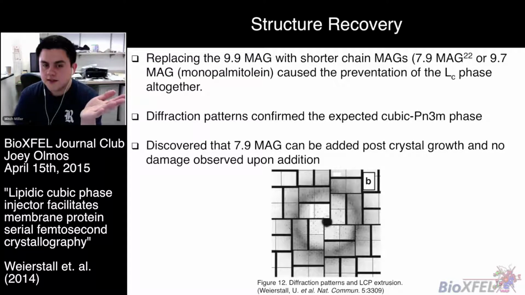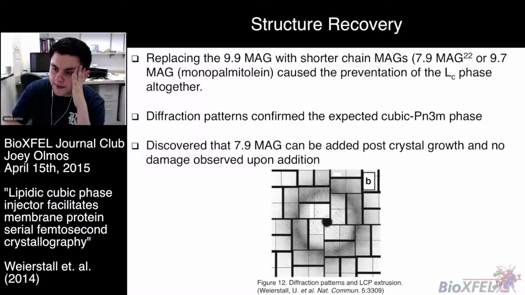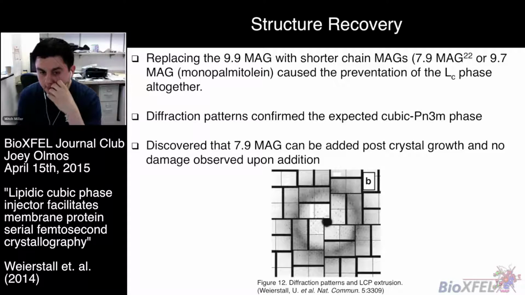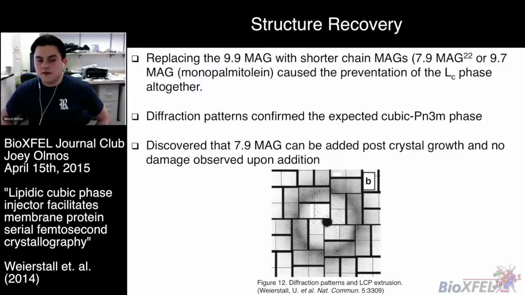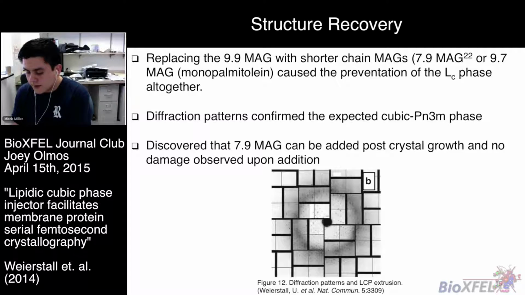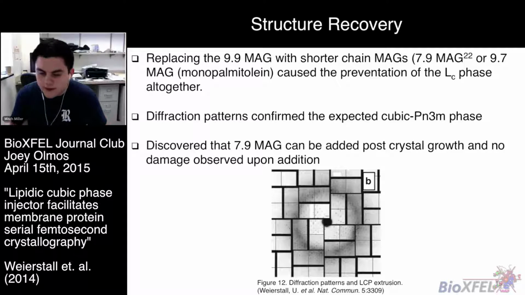And so the diffraction patterns confirmed the expected cubic PN3M phase that I showed initially in those microstructures. And the cool thing was that they discovered that you can add 7.9 MAG after you've grown crystals and you don't observe any damage to your crystals upon addition. So if for whatever reason you can only grow crystals in LCP using the 9.9 MAG, you can then go ahead and add the 7.9 MAG and reliably collect diffraction patterns from the crystals that are not affected by this addition, essentially.